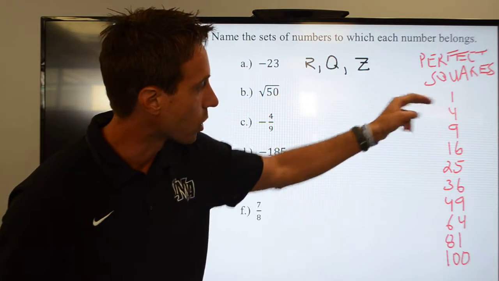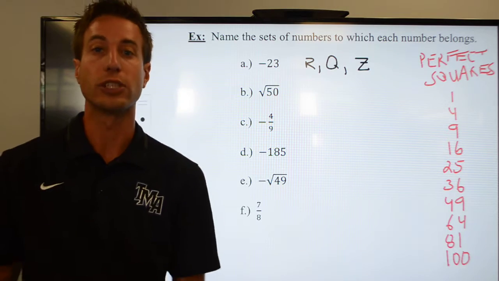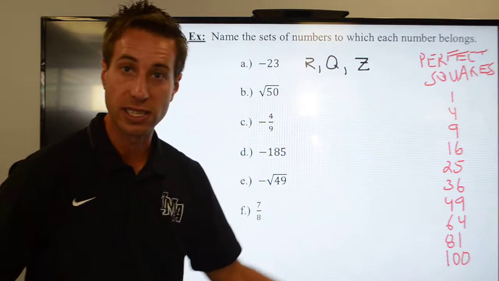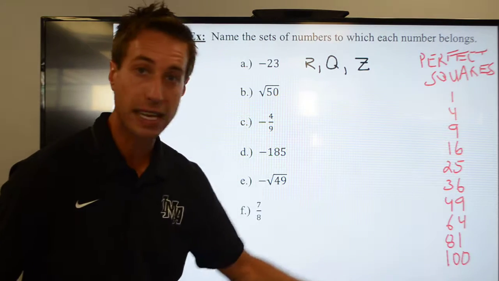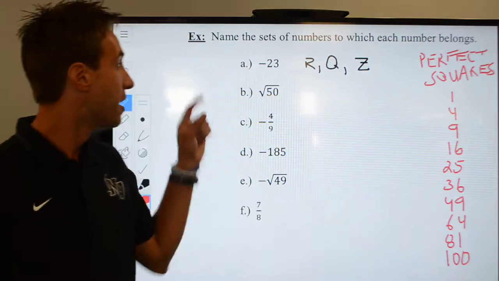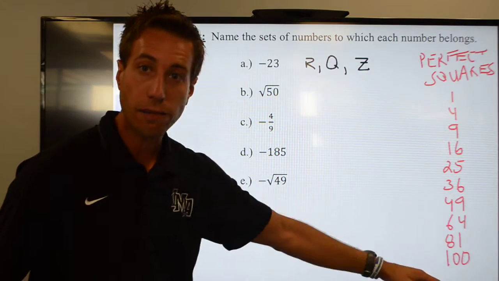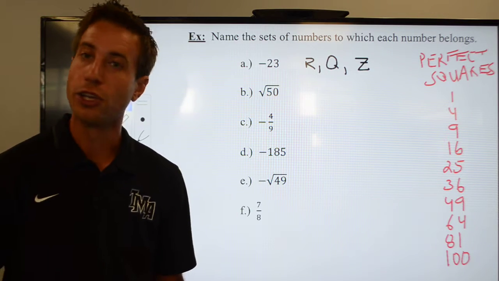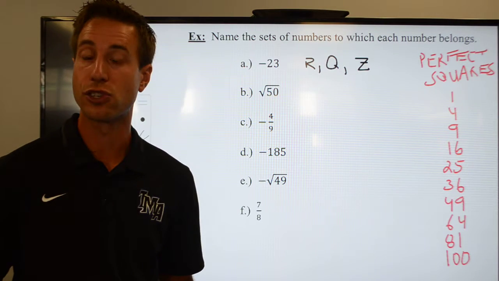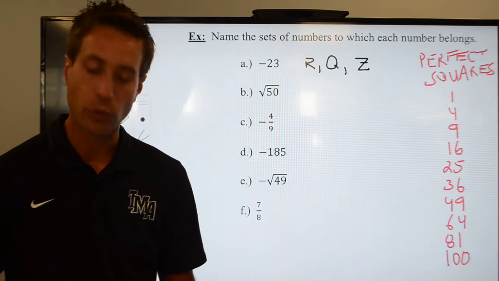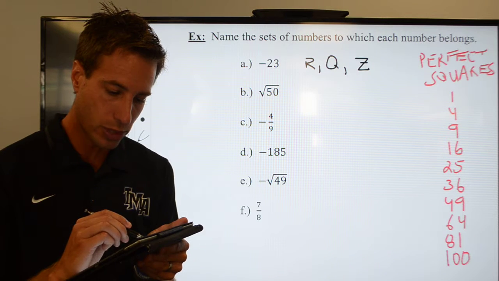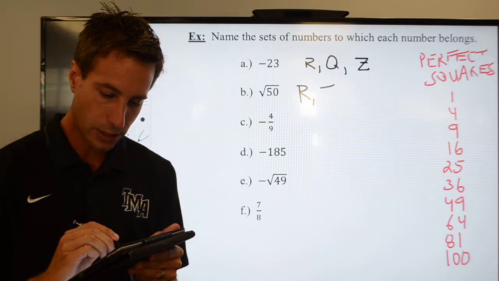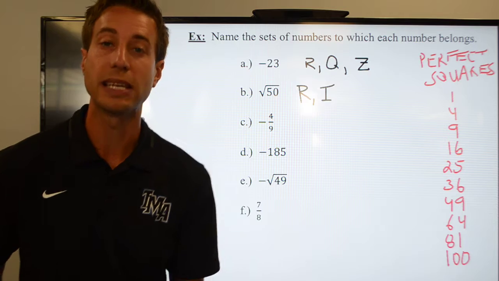take the square root of 1, take the square root of 4, take the square root of 9, you're going to get a rational number. The square root of 1 is 1. The square root of 36 is 6. The square root of 81 is 9. 50 does not fall on this list, which means when you take the square root of 50, you are not going to get a rational number. You're going to get an irrational number. And so now we know what categories it falls into. It is real. But when you take the square root of 50, it is going to be an irrational number.